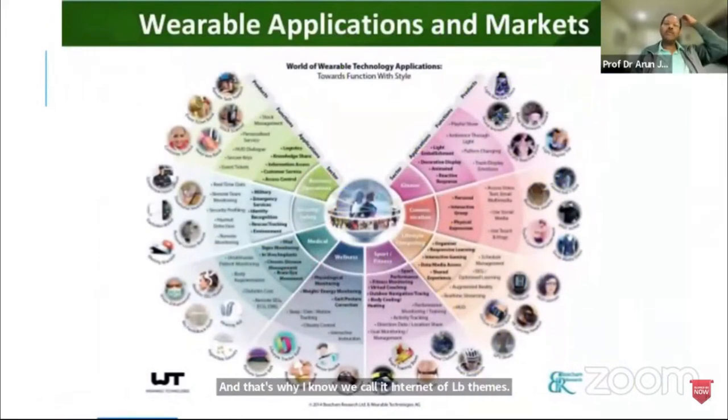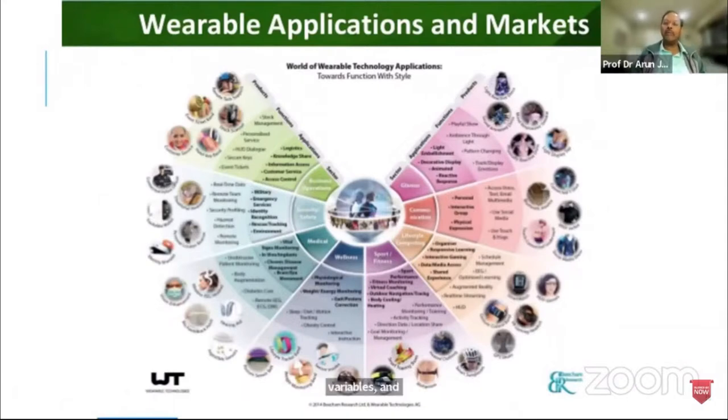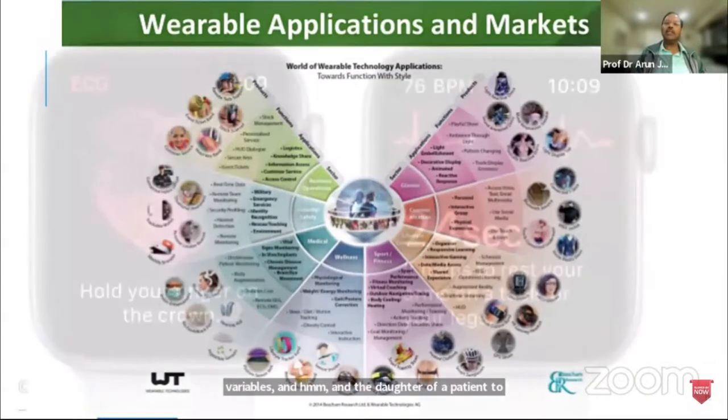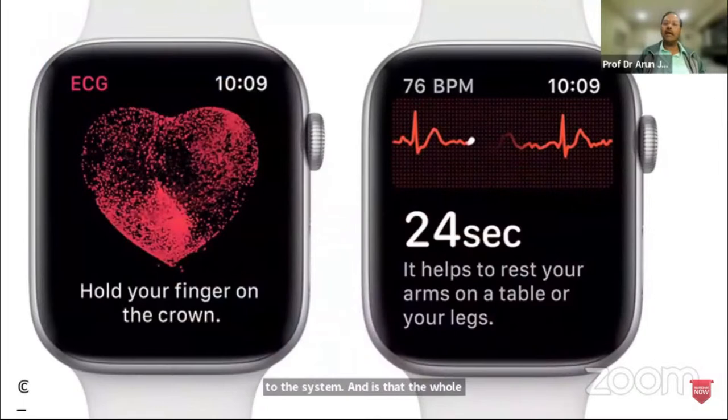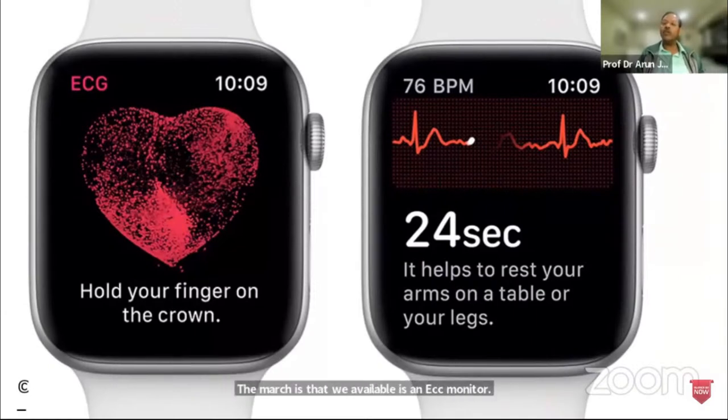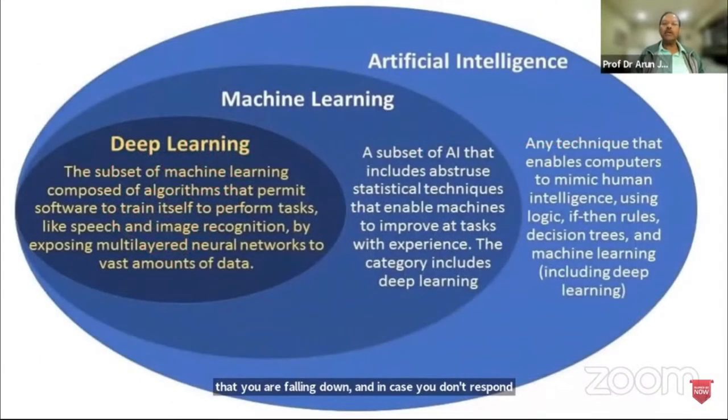And then the other thing which comes is what is called the wearables. And the wearables, which are connecting biological parameters and giving the data of the patient to the system. People think like an Apple Watch is a wearable. It's an ECG monitor. And not only that, it can give you a clue that you are falling down. And in case you don't respond, it can directly communicate to your near dear that your dear has fallen down.